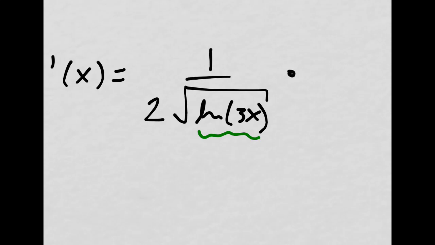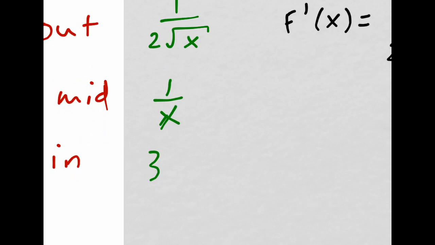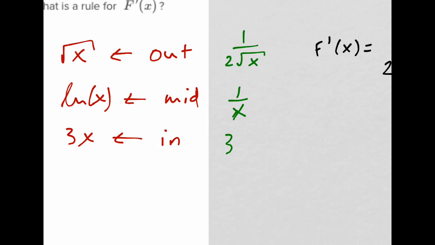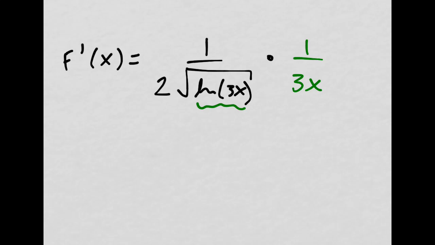Okay, the derivative of the outside here would be the derivative of natural log. That would be 1 over, normally it would be 1 over x. We don't have x on the inside. What do we have on the inside of the natural log? We've got 3x. So it's 1 over 3x.